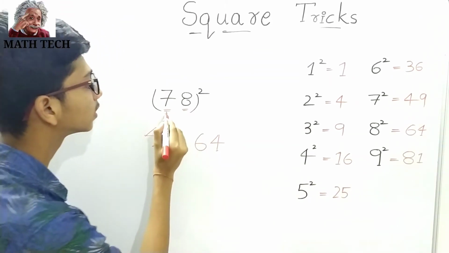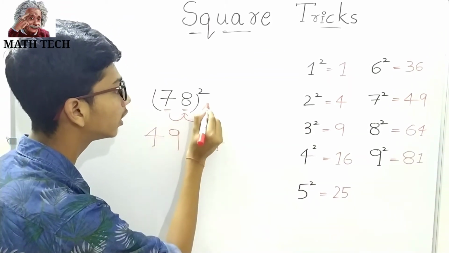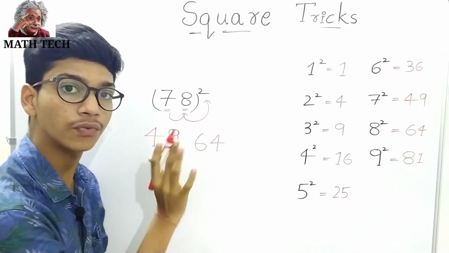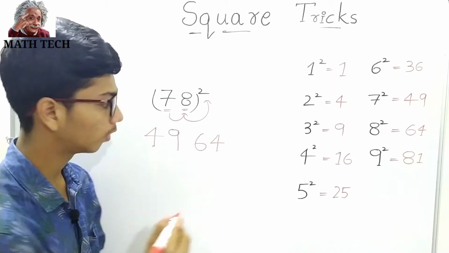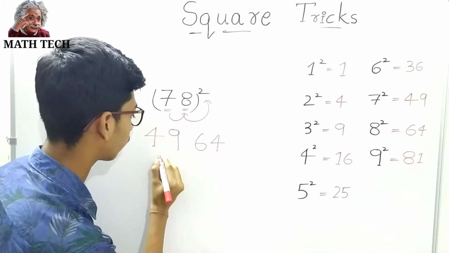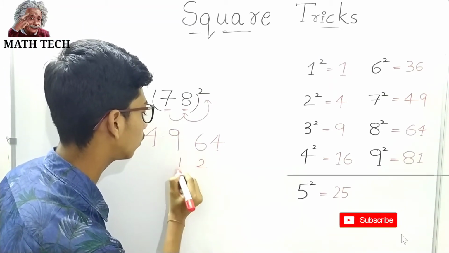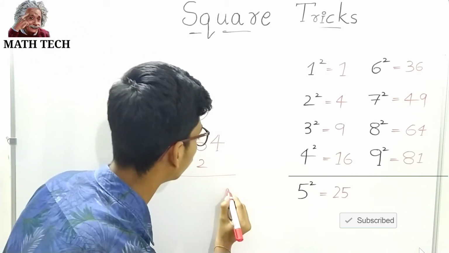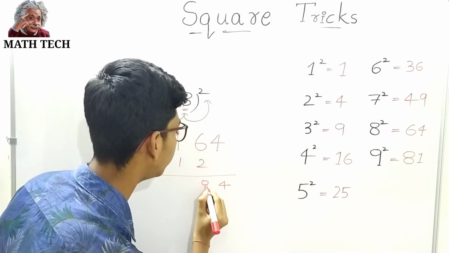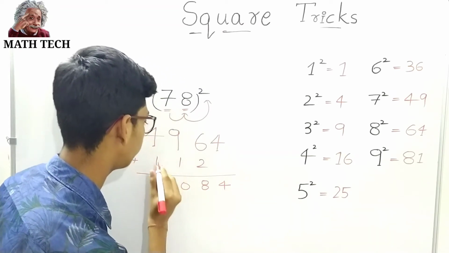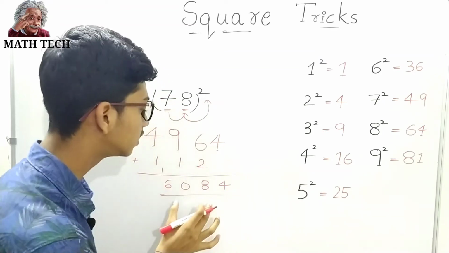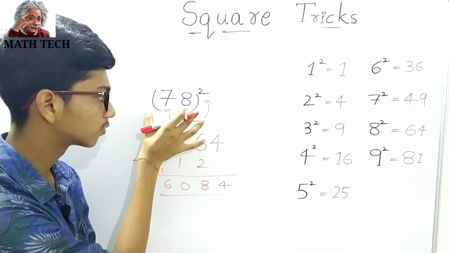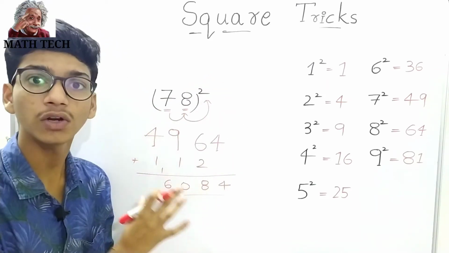The third step is 7 into 8 into 2. 7 8s are 56, 56 2s are 112. So leave the ones place and write 112, and simply add it. We get 6084. The value of 78 square is 6084.